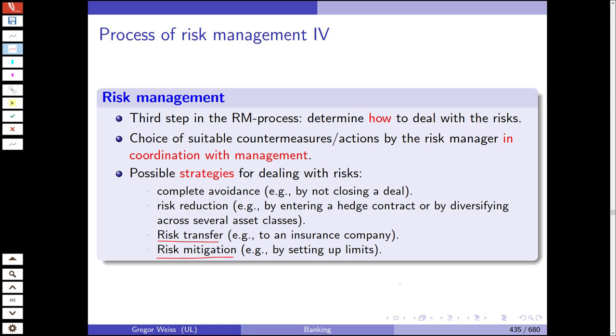Very simply, complete avoidance is not doing the business at all. You avoid it completely. For example, you don't close a deal, you don't give out a loan. If the risk is too high, you will simply avoid the risk. Then risk reduction, for example, could be entering a hedge contract or diversification. Risk transfer is very simple: to buy an insurance contract. If you buy insurance, you're not changing the risk per se, it stays the same, but you're simply transferring it to another market participant. And then you can also mitigate risk, for example, by setting up limits. In case of these rogue traders, limit systems would have been nice and they would have prevented those companies from piling up such high losses.